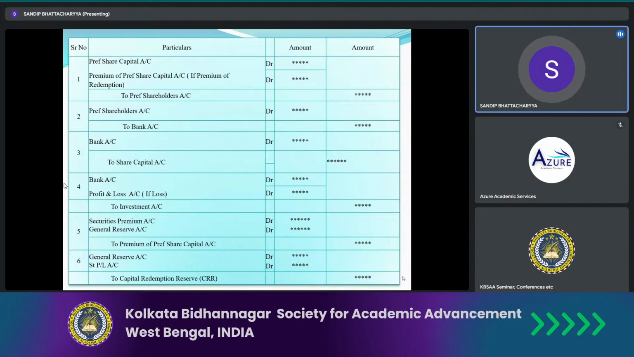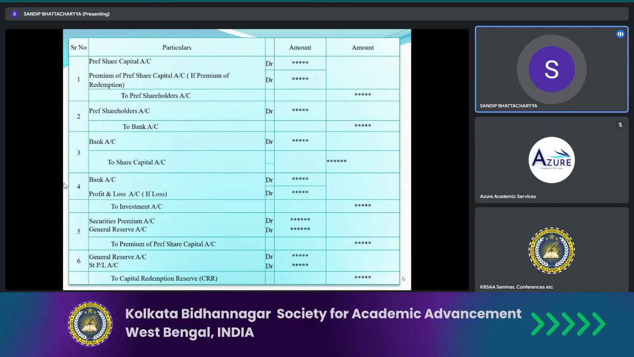So what is my objective? My objective is to redeem in whatever way it can be, otherwise the Companies Act will be violated. If I don't have sufficient working capital or liquidity, then I must make some exceptions. So the bank account is debited, the profit and loss account is debited if it is a loss, to the investment account, or to the profit and loss account if it is a profit.